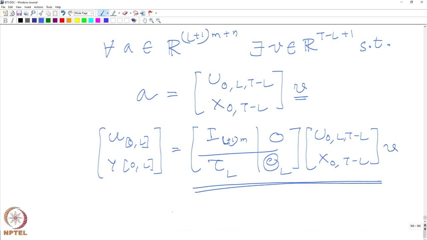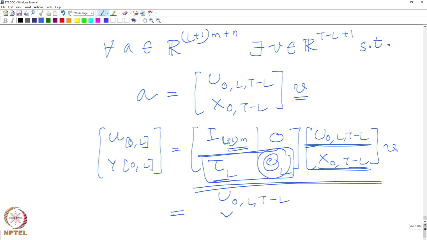You can immediately see that this product, because of its very structure, is as follows. This product is, of course, the top guy will be u 0 L t minus L only, because of this identity matrix sitting over here. This product is just this. What is this product? This product is T L acting on this and O L acting on this. Just verify that this is nothing but y 0 L t minus L, that is the Hankel matrix created out of y, and that acting on V.